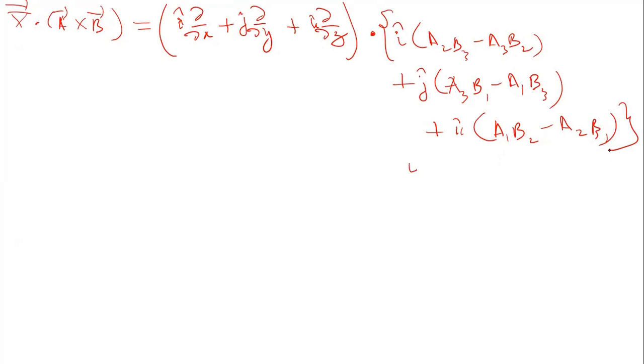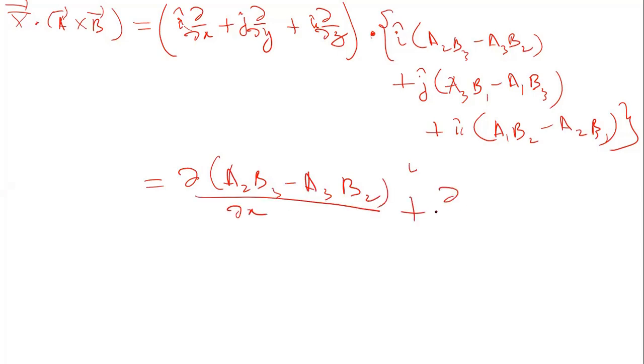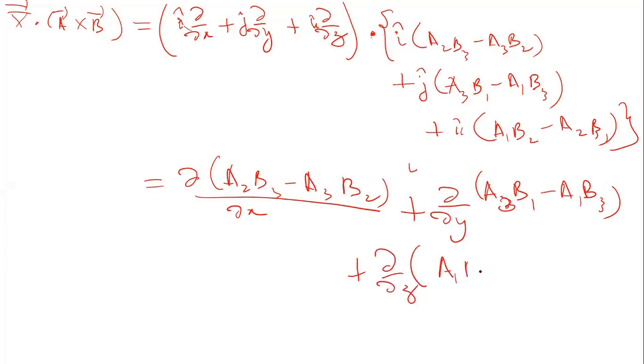So if you take a dot product here, you will obtain the left hand side. The left hand side will be i dot i is 1, i dot j is 0, i dot k is 0. Then the left hand side will be del of (A2 B3 minus A3 B2) upon del x plus del upon del y of (A3 B1 minus A1 B3) plus del upon del z of (A1 B2 minus A2 B1). So this way you can calculate the left hand side.